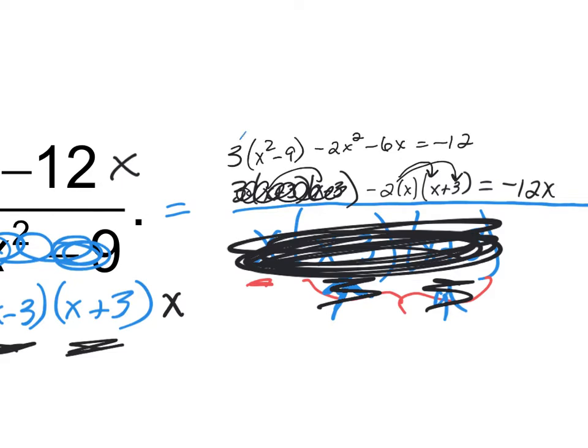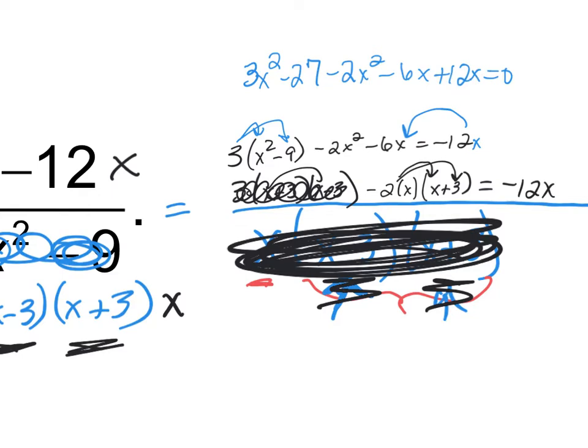Okay, let's keep simplifying. So I have 3x squared minus 27 minus 2x squared. This has an x on it. Minus 6x. And if I bring this over here, what does that become? A negative 12x becomes what? Plus 12x. Plus 12x equals 0.